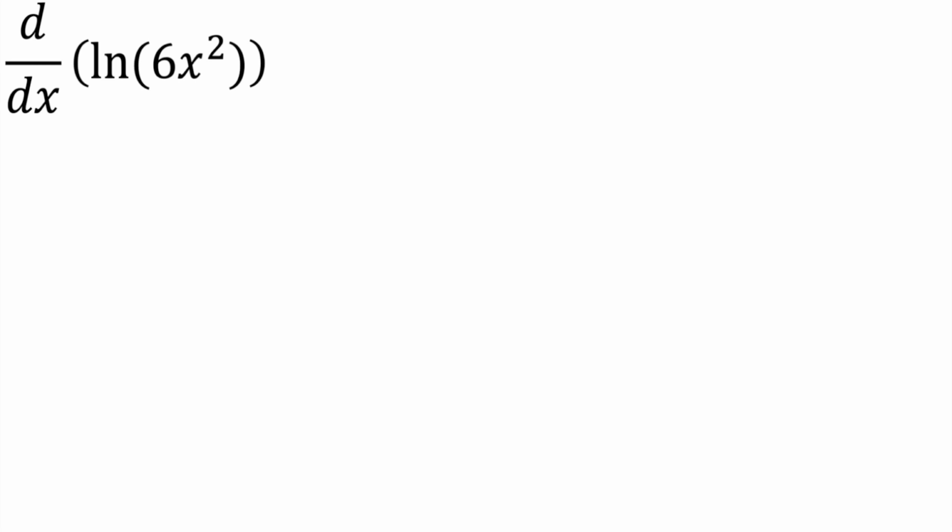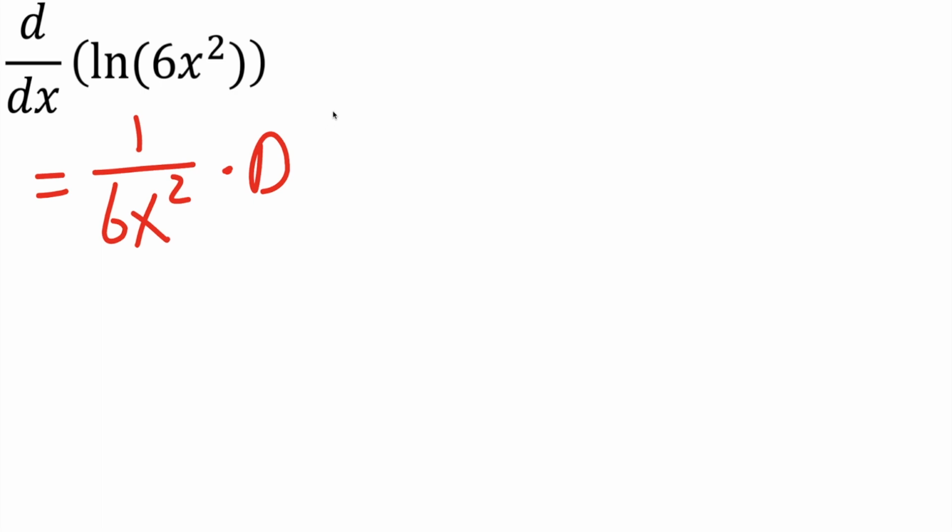Okay, in this video, we are going to calculate the derivative of ln(6x squared). And so this is a classic chain rule problem. Let's begin. For this problem, we need to take the derivative of ln, and that's going to be 1 divided by our inside piece, so 6x squared. Now we have to take the derivative of the inside piece.